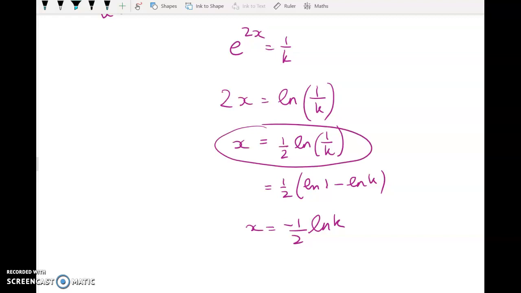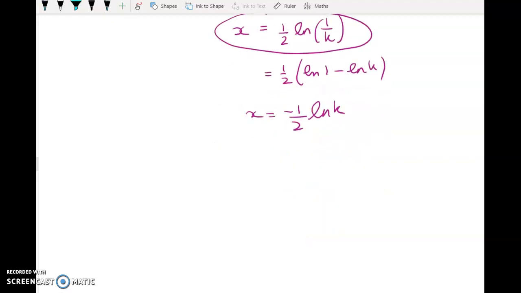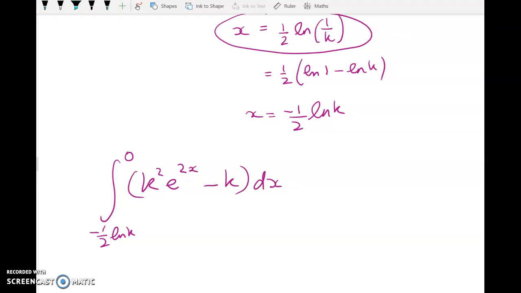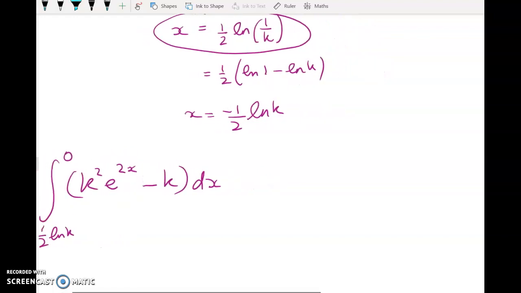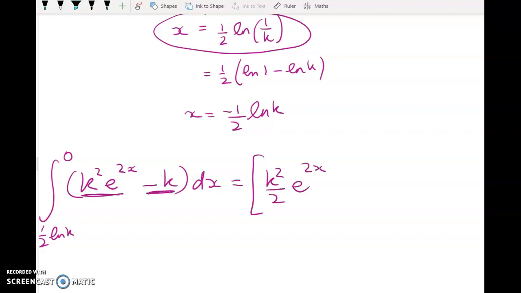So that means that the area that we're finding, the shaded area, is this: the integral between 0 and negative 1/2 log k of the top function, k squared e to the 2x, minus the bottom function, with respect to x. Neither of these is too bad. The tricky work is just not mucking up our substitutions at the end. So let's integrate first and then go back and look at where we're trying to get to. Integrating this is going to give me k squared over 2 e to the 2x. Integrating this is going to give me minus kx. And my limits are these.